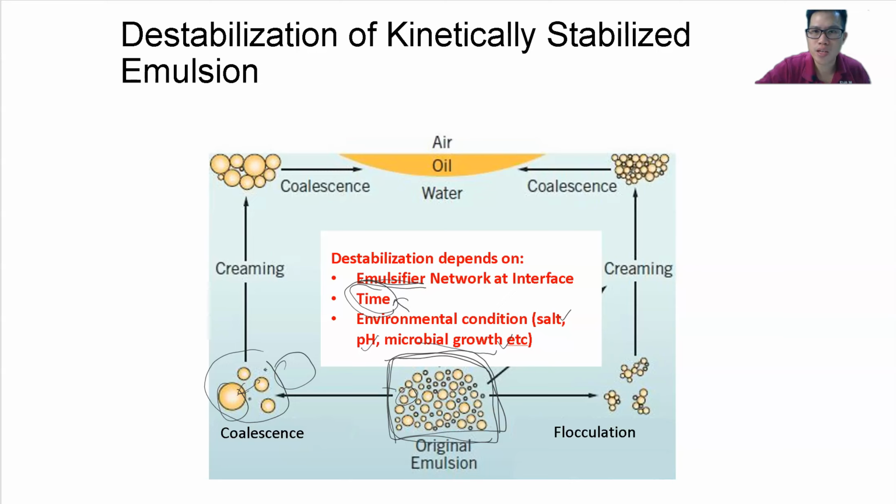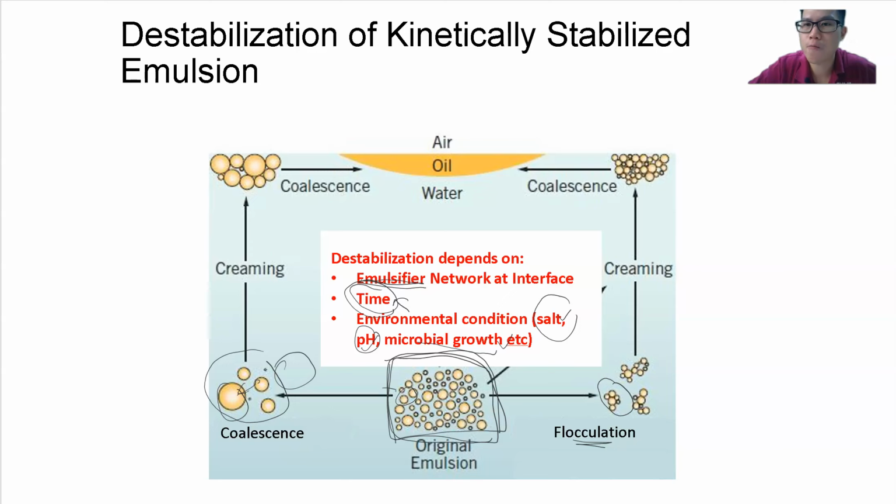Another scenario is what we call flocculation. Flocculation is when the emulsion droplets stick to each other. It is possible that they have lost their charge, for example, through a change in pH or an increase in salt content. The charge reduces, and when the charge reduces, they cannot repel. They stick to each other. This is what we call emulsion droplet flocculation.